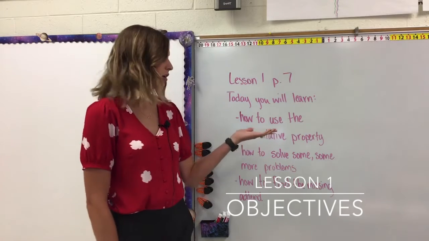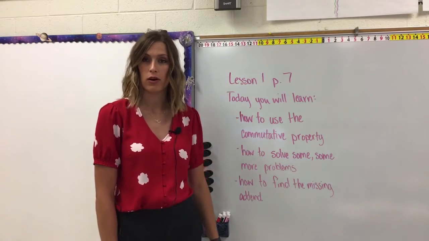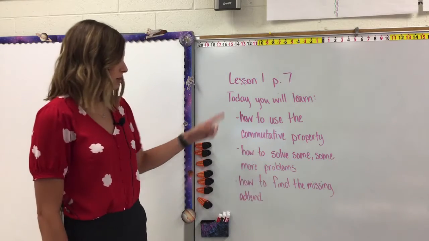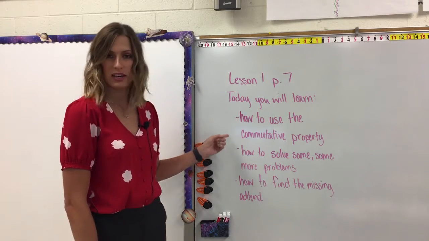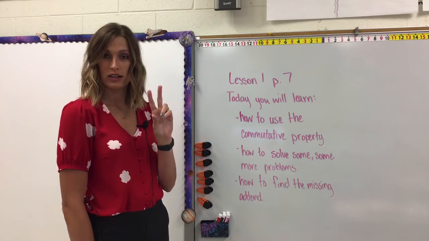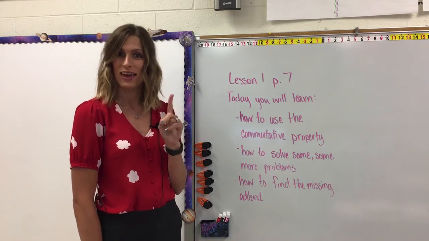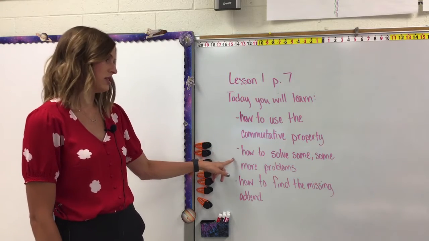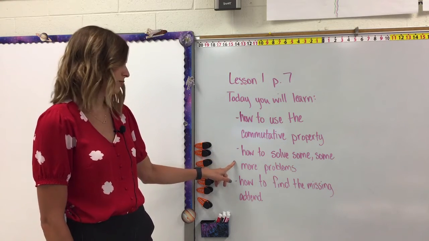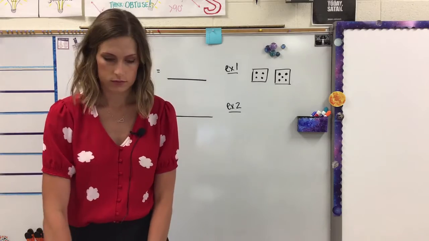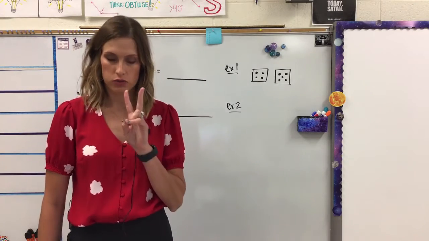We'll always start with our objectives. So I'll have our objectives on the board and we'll tell you what we're learning, what's the point of our lesson today. Today you will learn how to use the commutative property. Say that with me, commutative. That's what we're going to do when we switch 2 numbers around and still get the same answer. We're also going to learn how to solve some more word problems and how to find the missing addend in a number set.